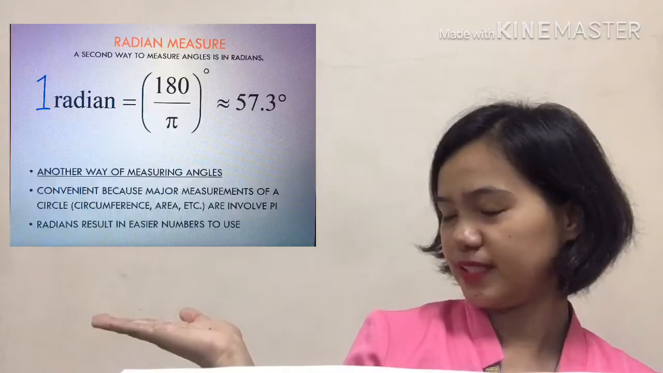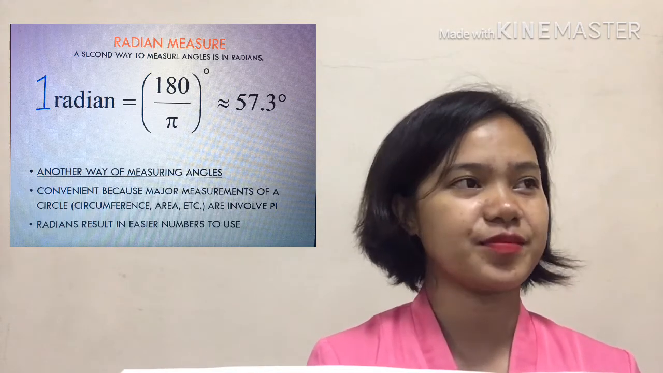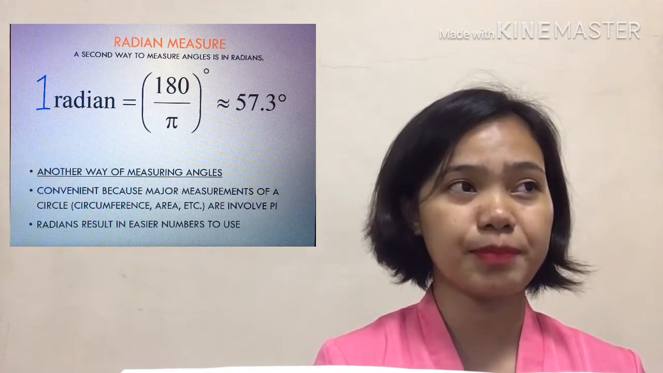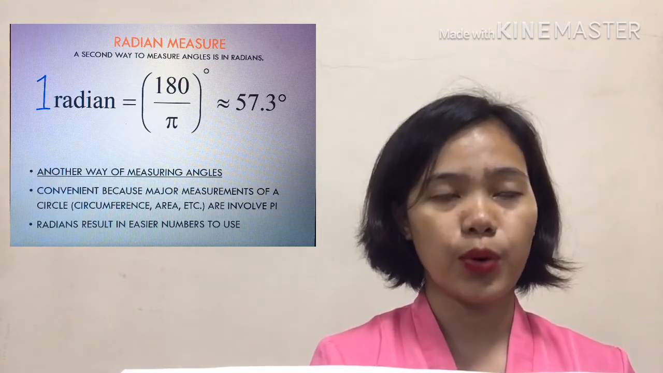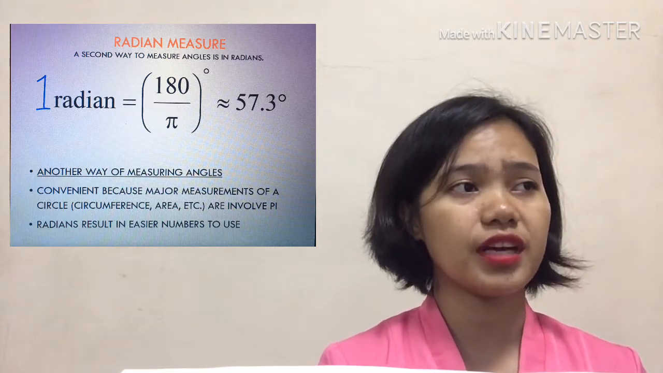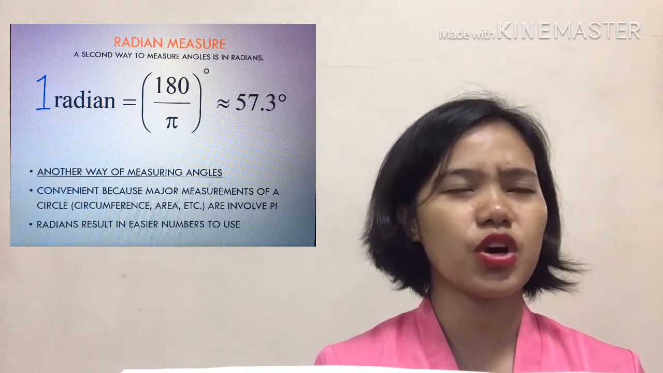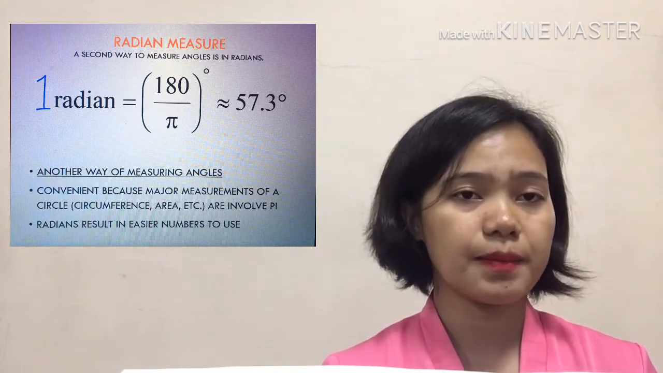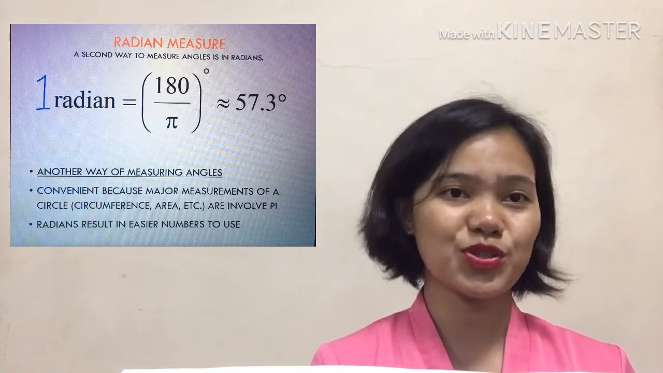Now let's have radian measure. Radian measure is the second way to measure angles. 1 radian is equivalent to 180 over pi degrees, and that is approximately equal to 57.3 degrees. The radian measure is much more convenient because major measurements of a circle, like circumference and area, involve pi. Radians result in easier numbers to use.